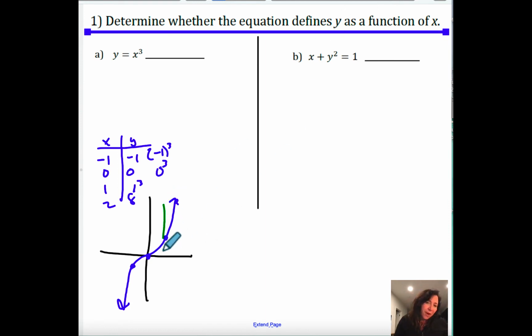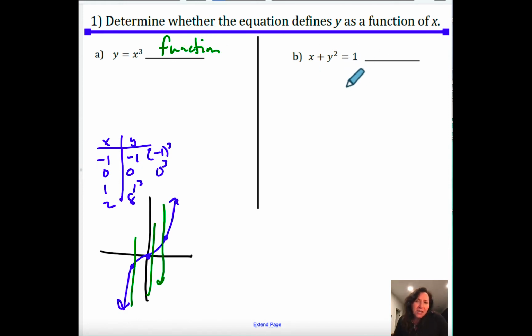Additionally, it does pass my vertical line test, meaning I could draw a straight line through any part of this graph, and it would only intersect at one place because for every value of x, you have only one value of y. So yes, this would be a function.